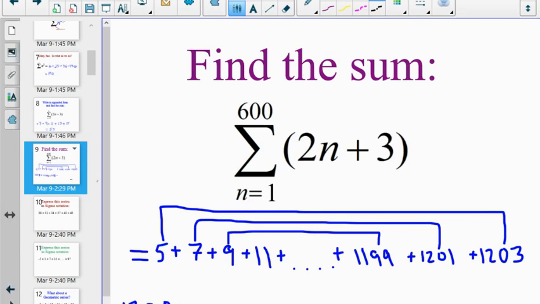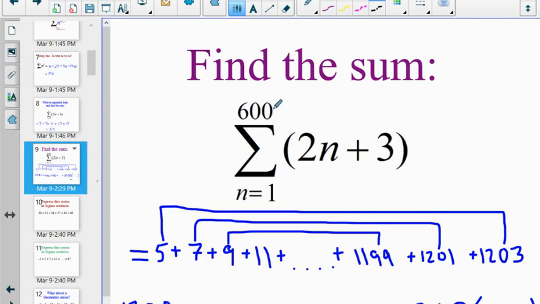I should put ellipses there. We're adding a whole bunch of numbers, but then I can say that this is equal to 1,208, and as long as I can figure out how many times that shows up, I'll be good to go. It's 1,208 how many times?